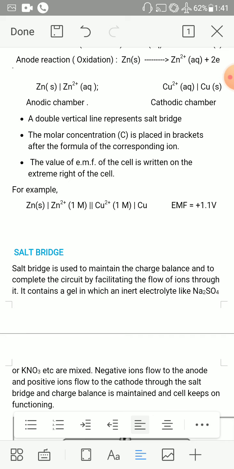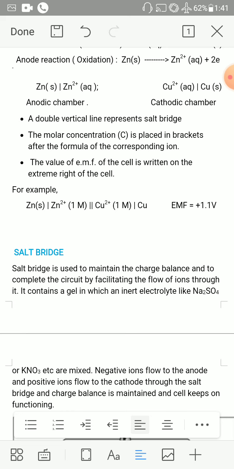If the concentration of Zn 2 plus ion is 1 molar, then replace C1 by 1 molar, then two vertical lines, that is the salt bridge, then copper 2 plus within first bracket 1 molar, meaning the concentration of copper 2 plus is 1 molar, that is, replace C2 by 1 molar. Whatever the concentration, you have to place the values of concentration within brackets after the ions, and then one vertical line and write copper. And EMF of this cell is plus 1.1 volt.